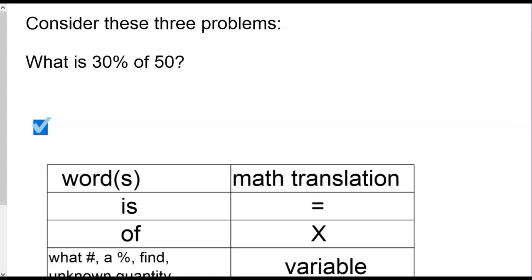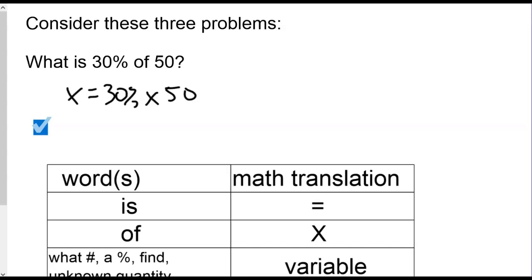So let's go ahead and see that it says, what is. So what is a variable, and I'm just going to call this x. What is equals, right? What is x equals, they've given me this 30% here, of is times, and 50. All right, let's see if this works out. x equals 30% times 50.